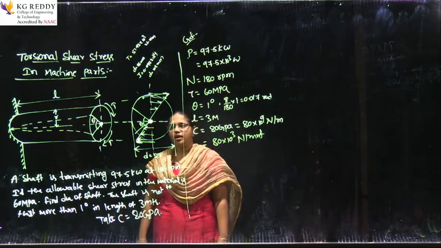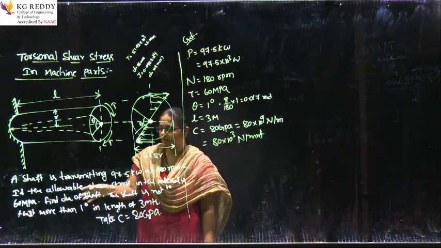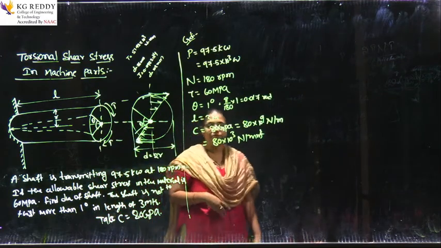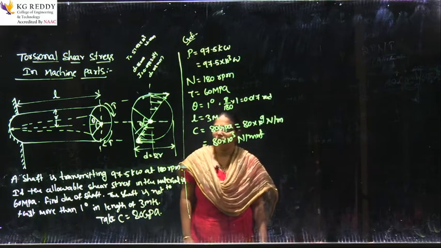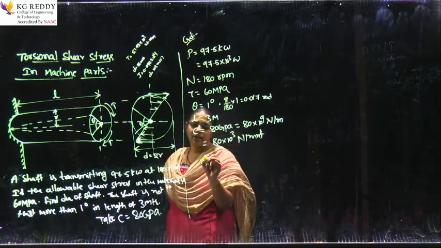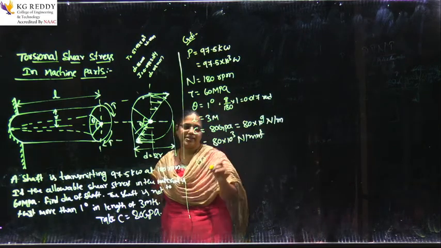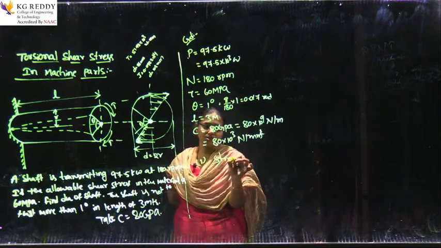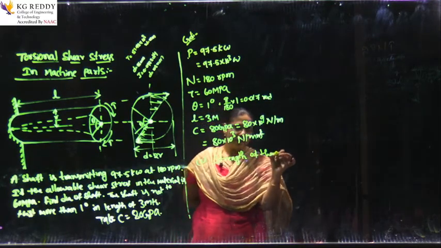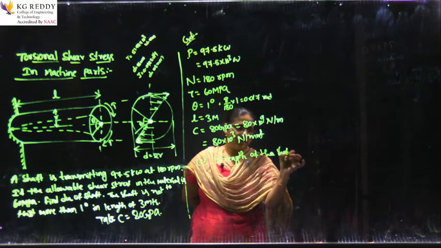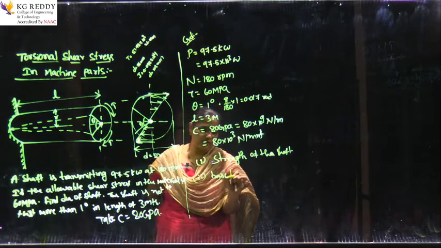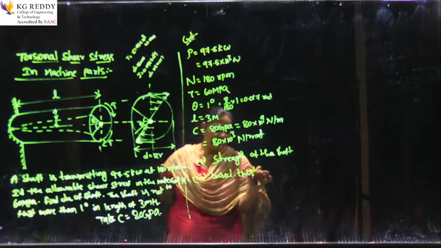From this I want to know the diameter of the shaft. How will I identify the diameter of the shaft? Based on what parameters will I take it? I can solve for the diameter based on two parameters. One is based on the strength of the shaft, and another is based on the twist of the shaft. So what is the relation we need to take?